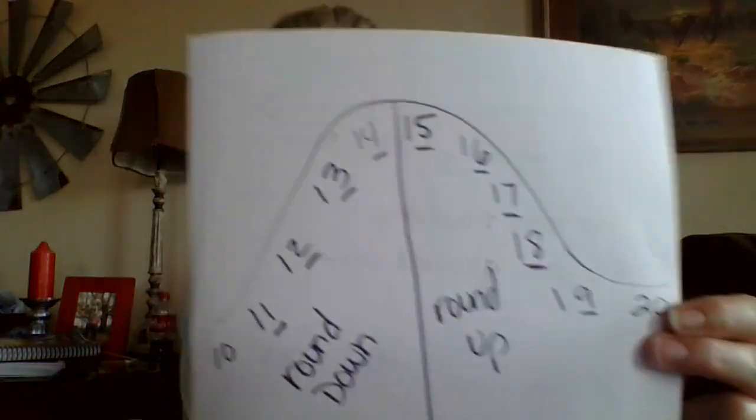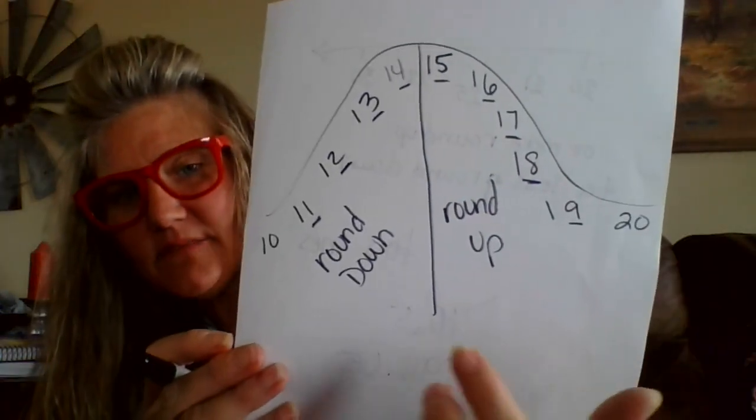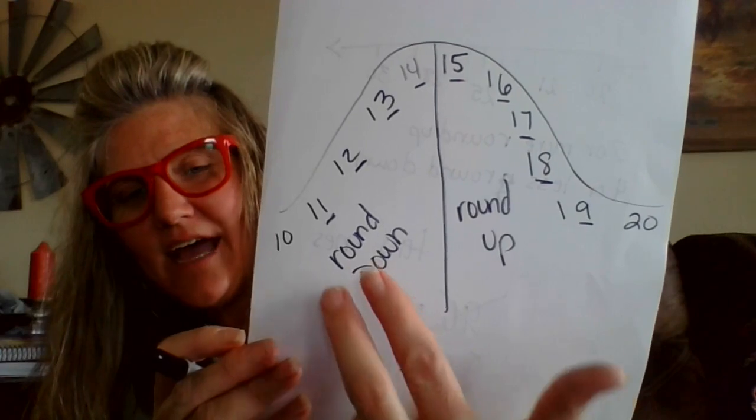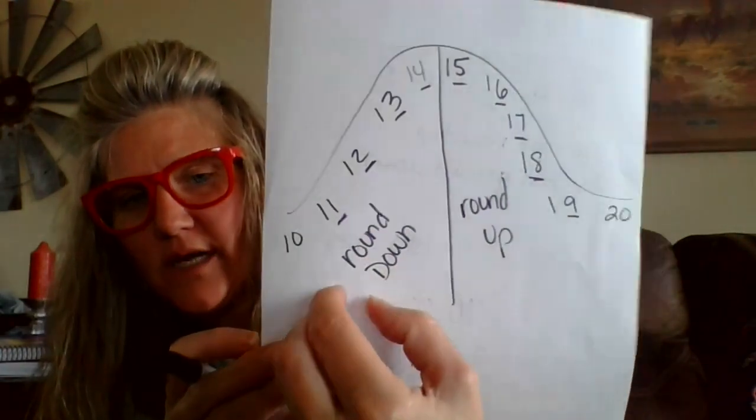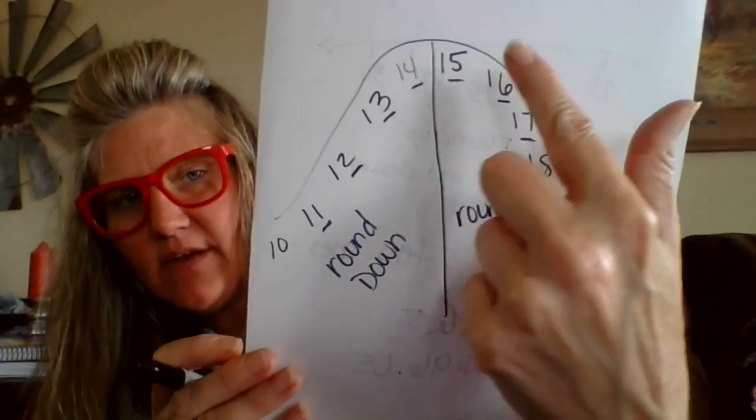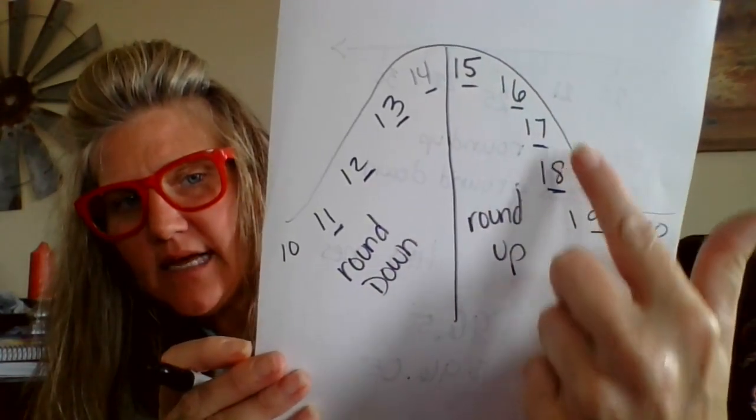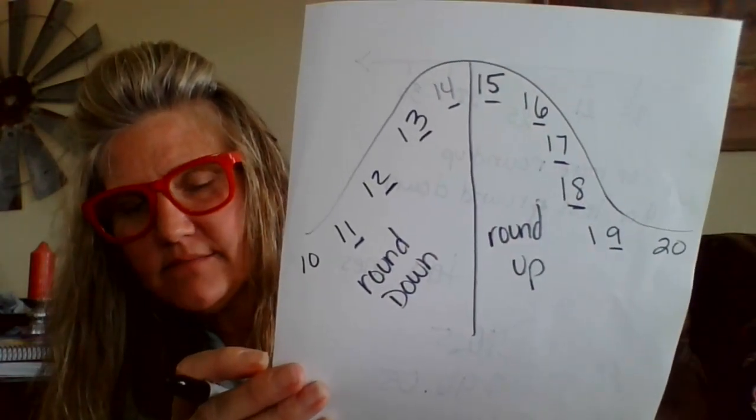Look, does that help? Round down if it has a 1, a 2, a 3, or a 4 in the ones place. Round up if it has a 5, 6, a 7, an 8, or a 9. Okay?